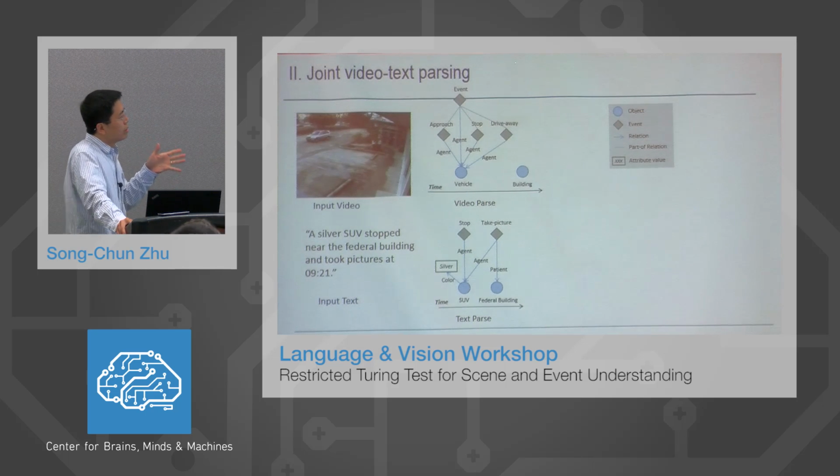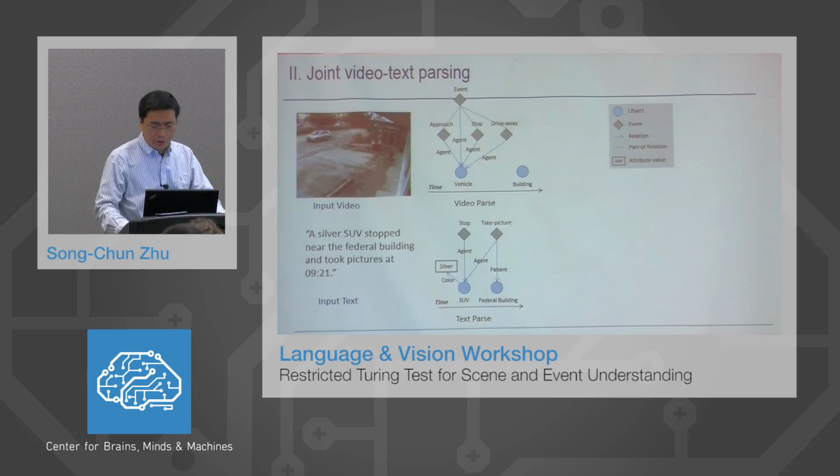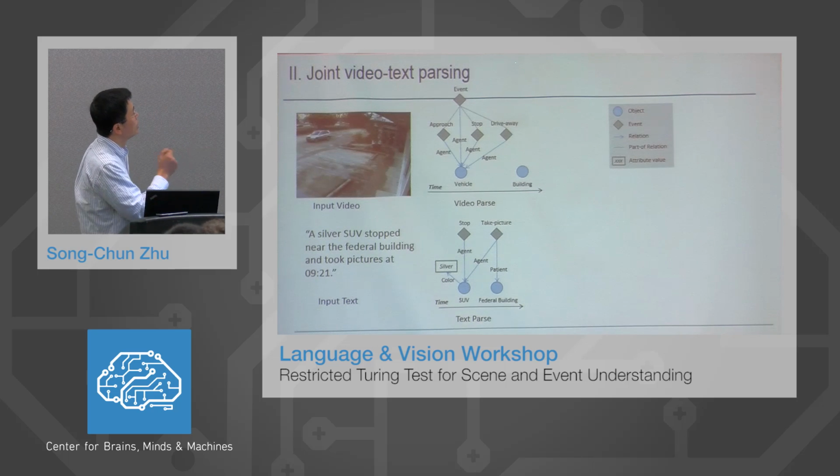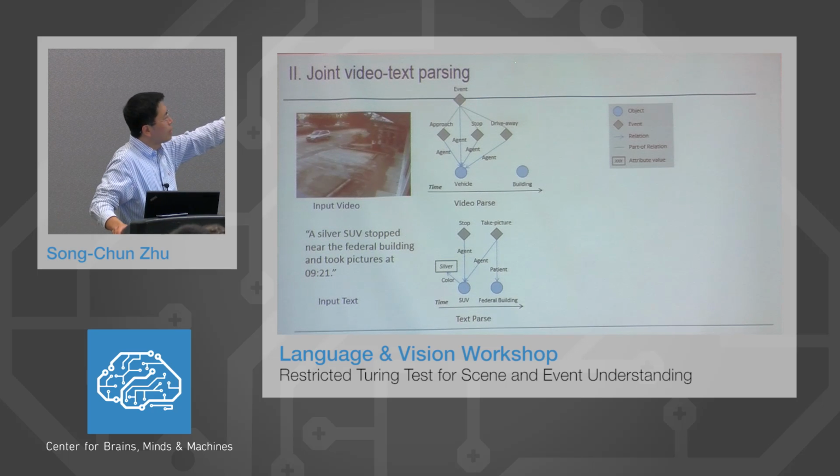Now I will just give you a running example of this joint video text parsing. I know recently people are doing neural network work for this kind of task, but I do it in an old-fashioned way using grammar. So suppose you have input. This is a surveillance video, video intelligence, so-called. Then sometimes you have so-called human intelligence. Some people just input text and report certain events. For example, this is a text input, say a silver SUV. Then we parse both using grammar.